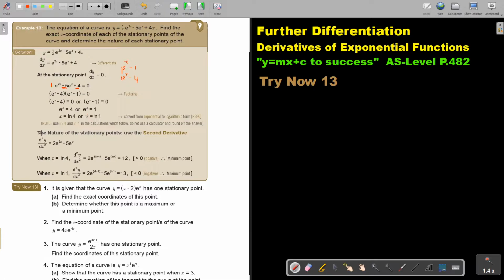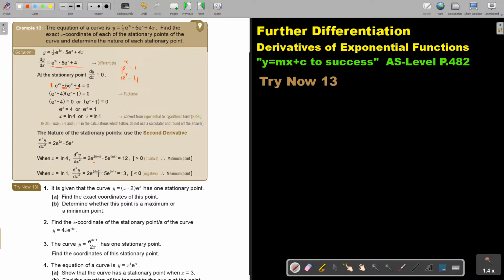So how do we determine the nature of the stationary points? We differentiate again. If we take this and differentiate again, we get 2e^2x minus 5e^x. Then if we substitute x as ln 4, you can press that final step on the calculator, and you will get 12. 12 is bigger than 0, so it's a minimum point.